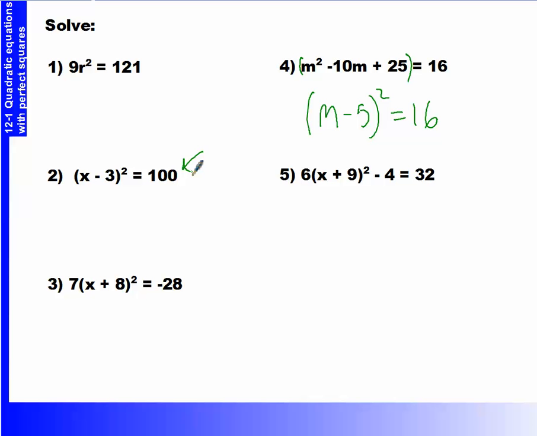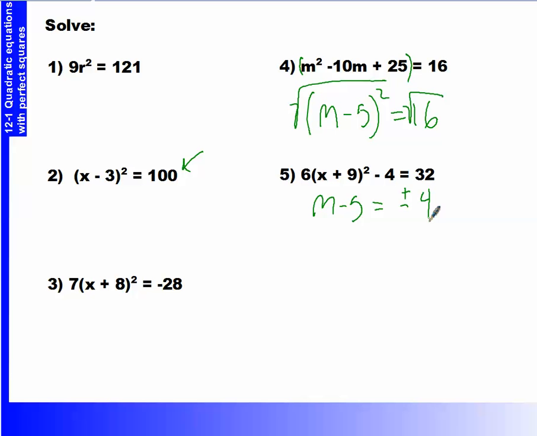OK, so I square root. I square root. So what is the square root of m minus 5 squared? M minus 5. What is the square root of 16? Plus or minus 4. There you go. And that is going to be the one hard part in today's class.